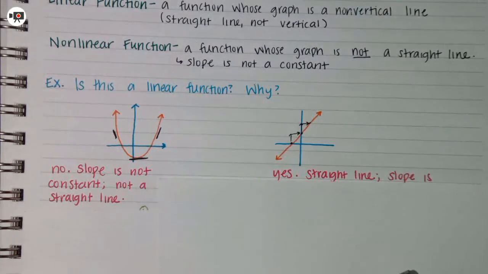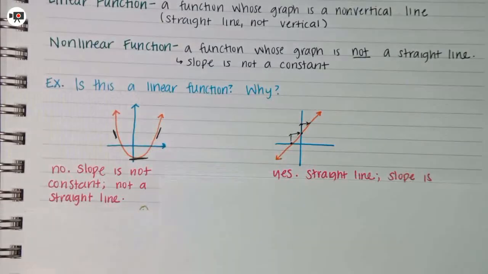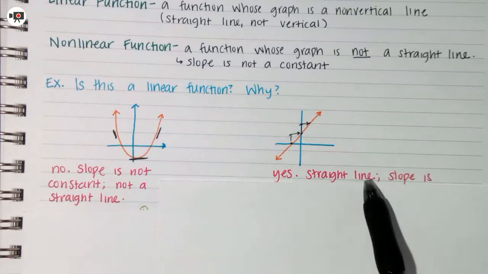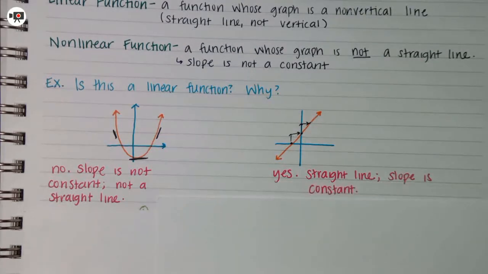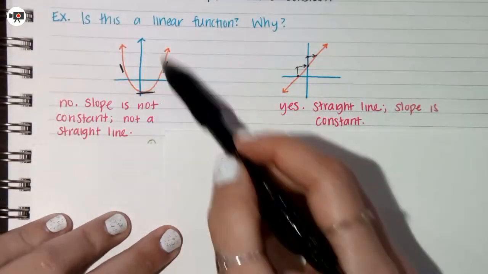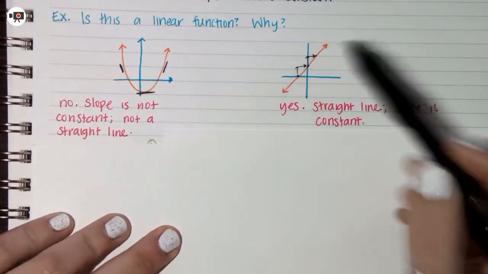Then we can look at this one, and we have the line. So we're going to say yes. It is a linear function because it is a straight line. Its slope is constant. Nonlinear, not a straight line. Linear is a straight line.